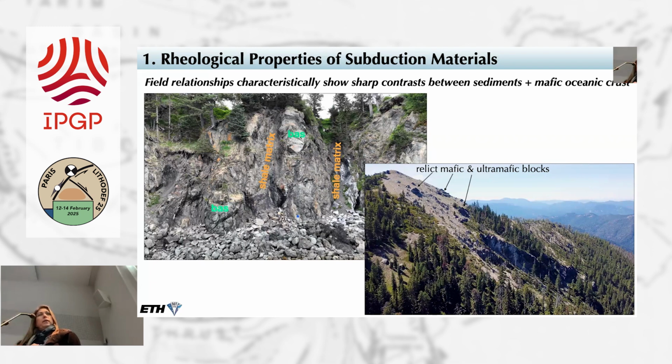So this is a blueschist facies Condrey Mountain schist in Northern California, showing these relict blueschist and ultramafic lenses sitting in serpentinite and metasediment matrix. So it's not too surprising, but it's nice to have quantitative constraints on those flow laws.